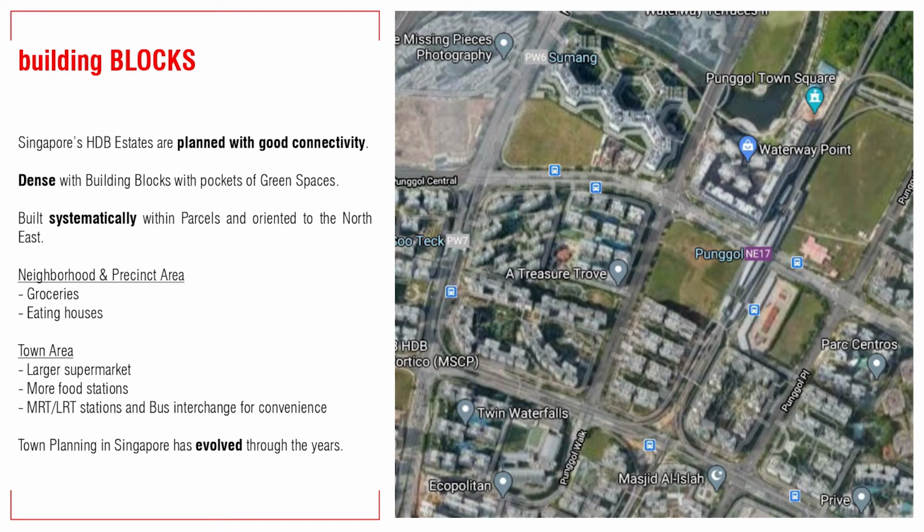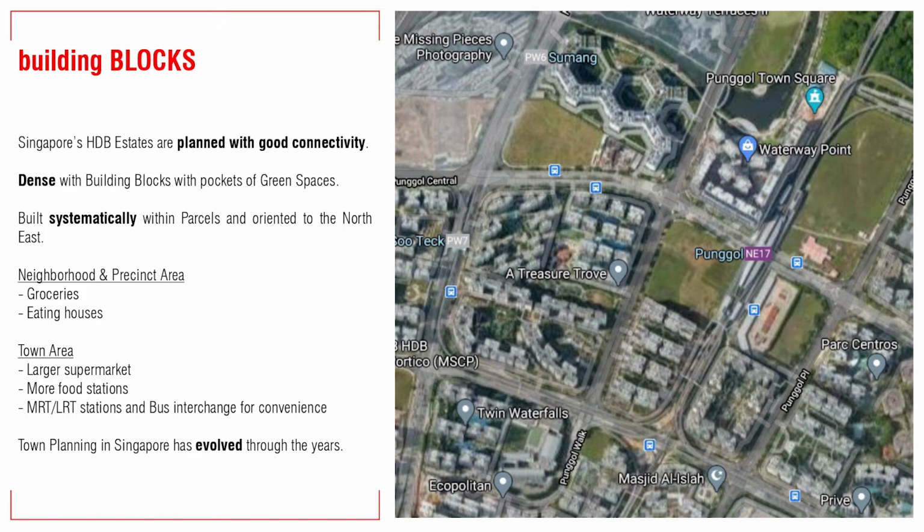My initial studies revolved around seeing my proposed site, which is in Punggol, Singapore, from an aerial view to understand my site intimately with the context and surroundings. As Punggol is relatively dense with residential blocks with pockets of green spaces in between, we can observe that Punggol was built systematically within parcels, and it is planned with good connectivity, with the majority of the building blocks oriented slightly to the northeast.